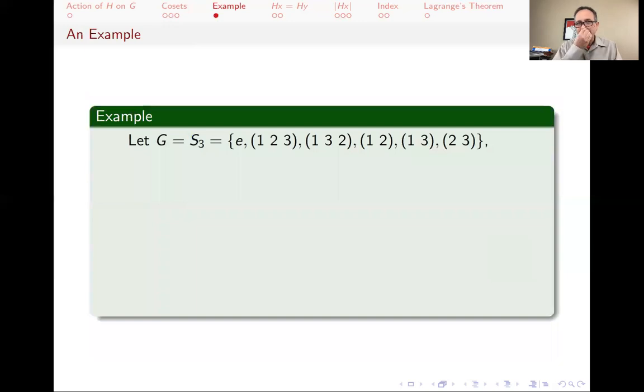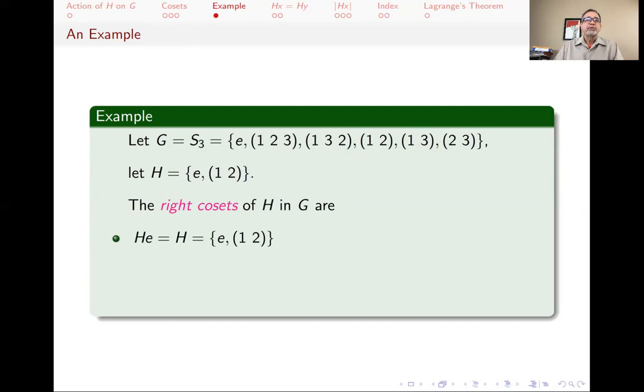Let's look at a quick example. Let's say that G is the symmetric group on 3 letters. So it has 6 elements. These are one-to-one onto functions from 1, 2, 3 to itself, or permutations of 1, 2, 3. Let's take one of its subgroups, a subgroup of order 2, identity and (1 2), and then we can find its right cosets. The easiest right coset to find is the right coset of e, identity. He is just H, because when you multiply e by the elements of the subgroup, you just get H.